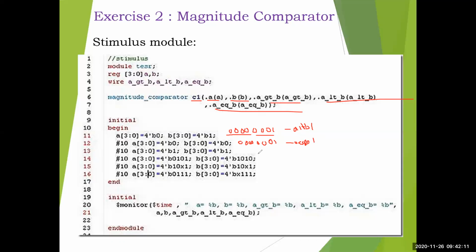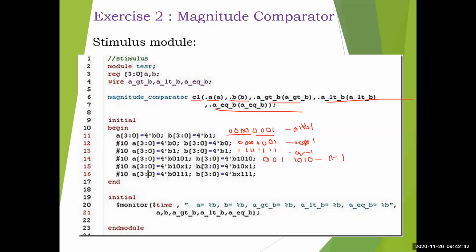Next you have 1 1, again all the 4 bits are 1 1, and the output equal is 1, right? So a equal to b is 1. Okay, next combination I have 0 1 0 1 and 1 0 1 0. 0 1 0 1 is 5 in decimal, and 1 0 1 0 means 10. 5 is less than 10, so a less than b is 1, right? So this is how you compute the result.